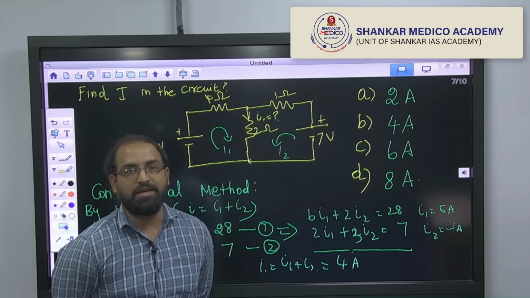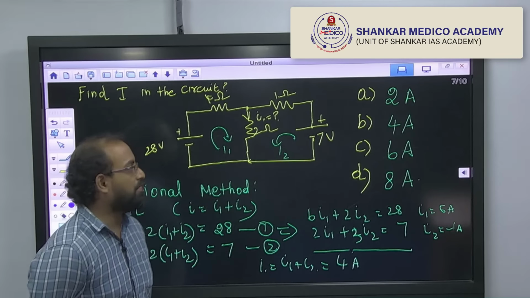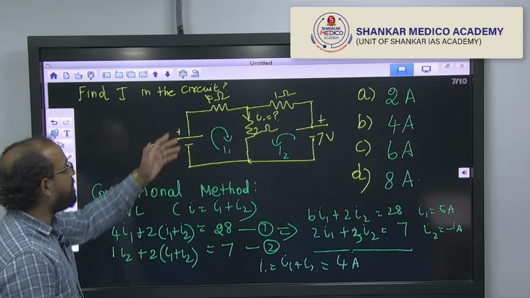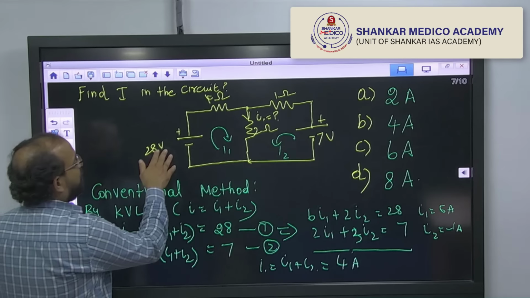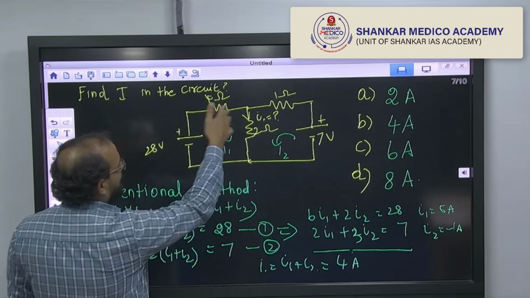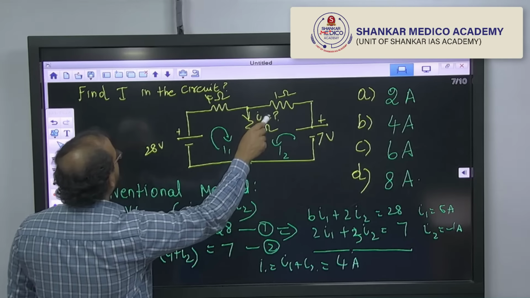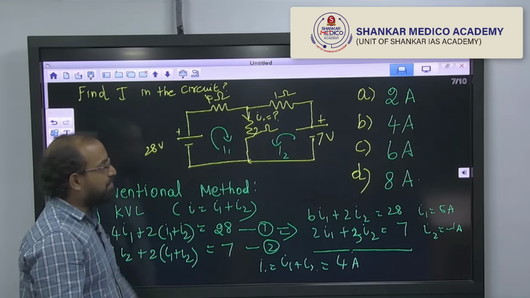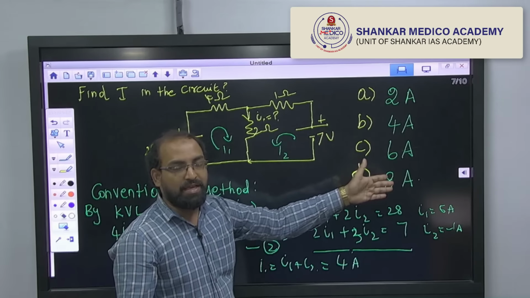Today we are going to see a shortcut trick based on the NEET exam in physics. So let's see the problem. This is a circuit given. In the NEET exam, if you get a circuit like this, with 28 volt, 7 volt and resistances given, they ask you to calculate the current flowing in the 2 ohm resistor. The options given are 2 ampere, 4 ampere, 6 ampere and 8 ampere.